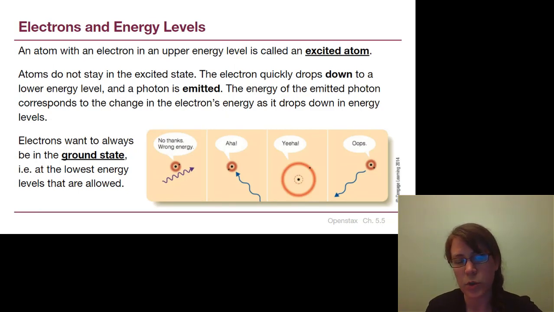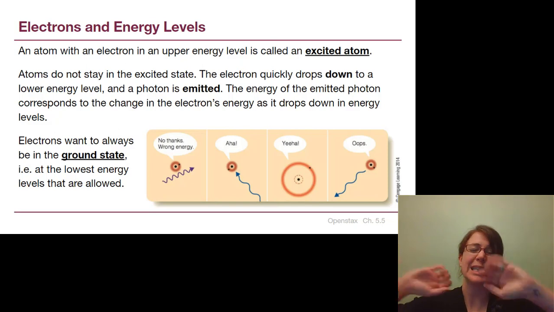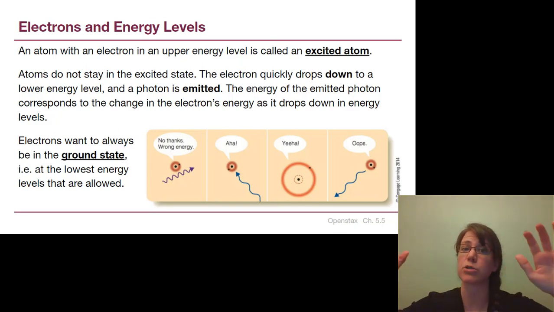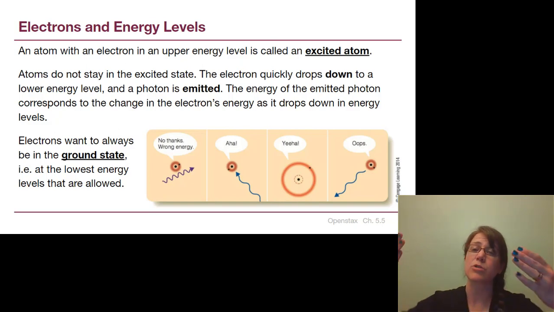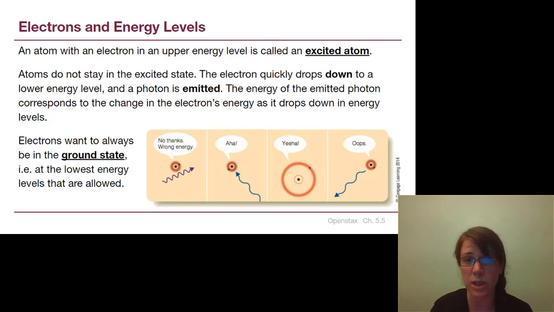So a couple of key terms for us that are going to come up over and over. An atom with one or more electrons in an upper energy level, basically electrons that are off the couch doing exciting things, is called an excited atom. But atoms do not stay in the excited state because those electrons are lazy. The electrons want to jump back down to the ground state, the lowest possible level.